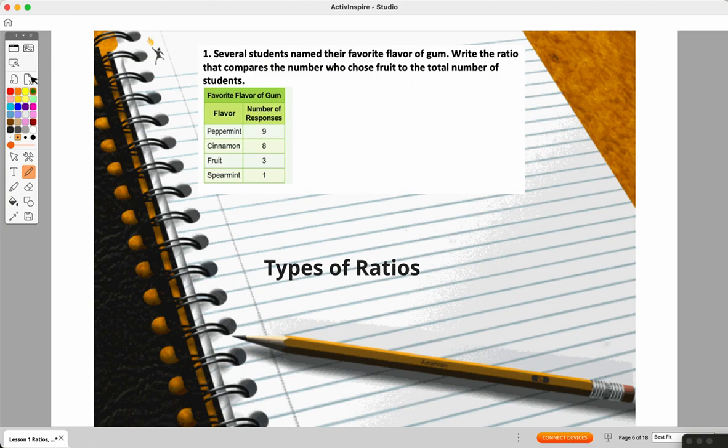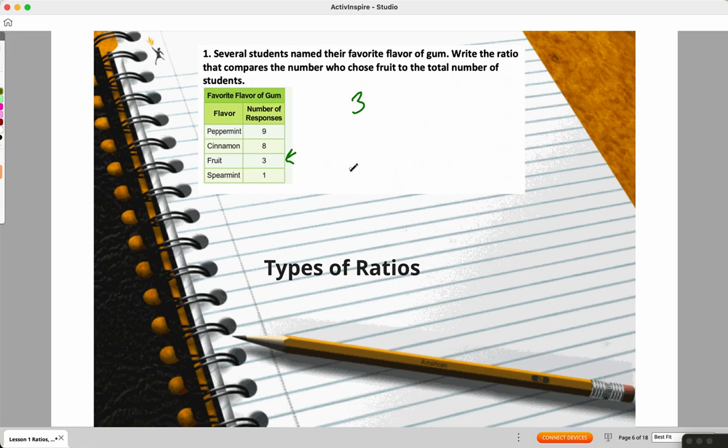Okay? So when we talk about ratios, one of the ways we can talk about ratios is the relationship between two items. In this case, we see if our students have a favorite flavor of gum. Write a ratio that compares the number who choose fruit to the total number of students. So if we look at our chart here, we go, okay, 3 kids like fruit. And then it says the total number, so I've got to add all these up. So 9 plus 7 is 16, plus 3 is 19, plus... is 20, 20 plus 1 is 21.